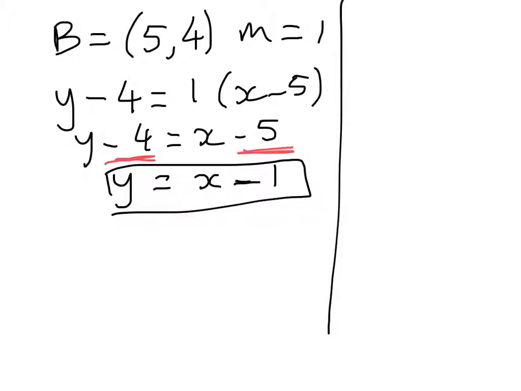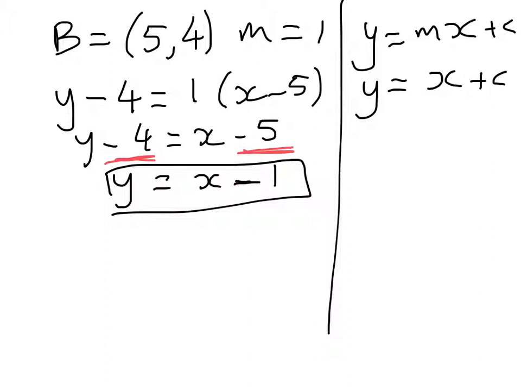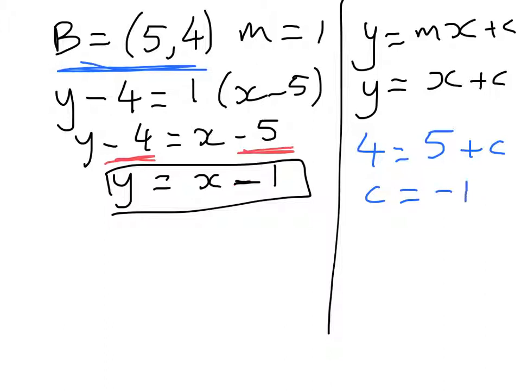The other way is to say y equals mx plus c, so y equals x plus c, and we know that B is on the line, so we substitute it in. We get 4 equals 5 plus c, c equals negative 1. So our equation will be y equals x minus 1. Okay, so feel free to use either of those methods. I'm going to go on to example number 2 now. If you haven't already tried it, have a go when it comes up.